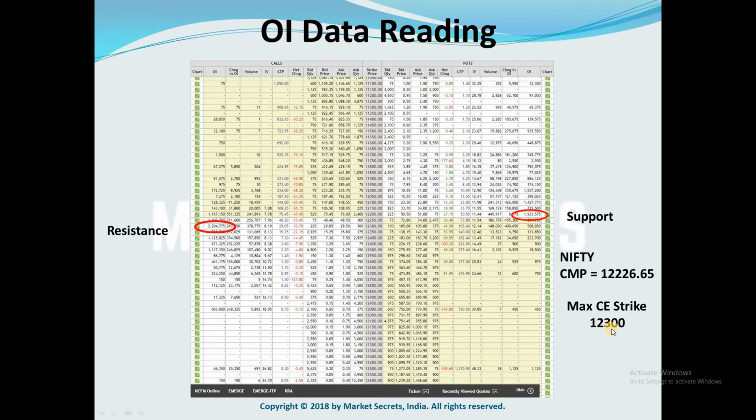So your 12300 will be the max CE strike price, and max PE strike represents the strike price which has a huge number of put contracts. So here max PE strike is 12200. So Nifty current market price is 12226, max CE strike is 12300, and max PE strike is 12200.